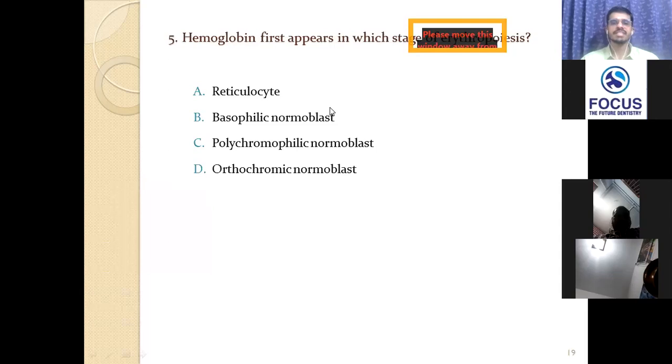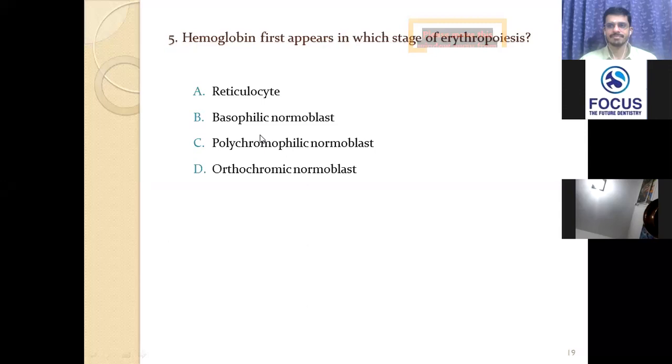Hemoglobin first appears in which stage of erythropoiesis? Where does hemoglobin first appear? You know it. Come on. Good. Polychromophilic normoblast. Polychromophilic normoblast is the other name for your intermediate normoblast. Correct. Basophilic normoblast is the other name for early normoblast. Orthochromic normoblast is the other name for late normoblast, isn't it? That's the stage where you see the pycnotic nucleus. Okay, good.